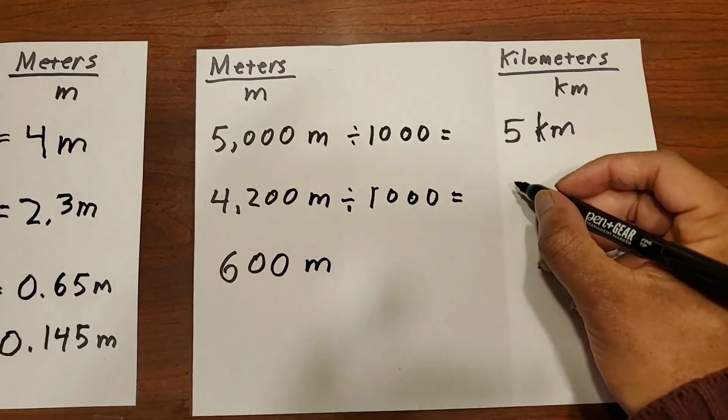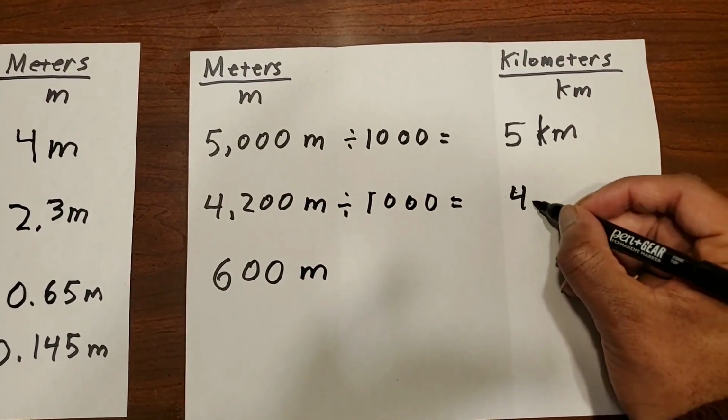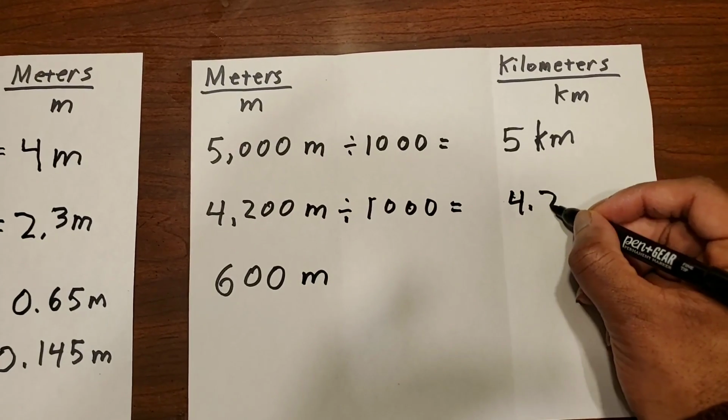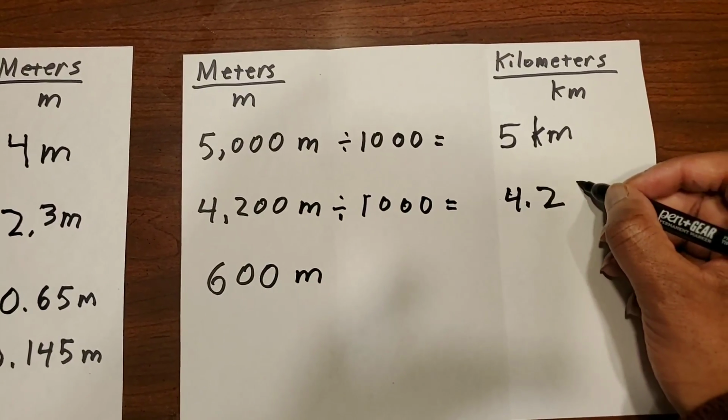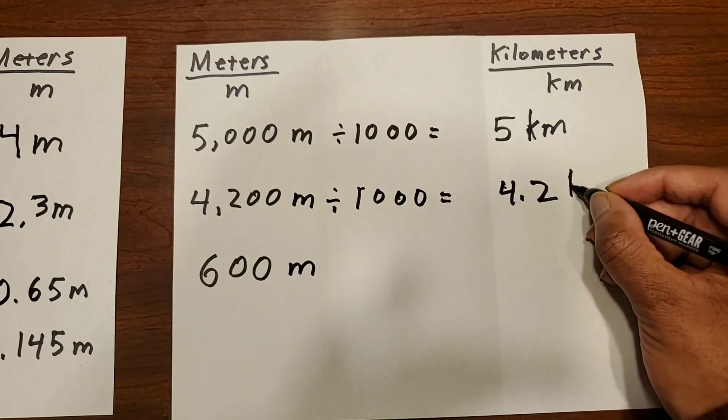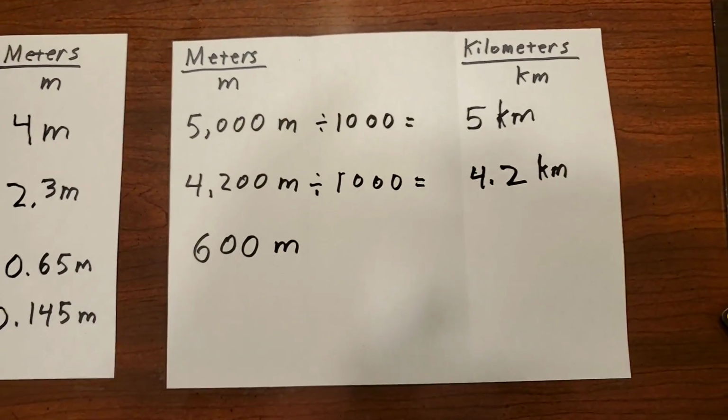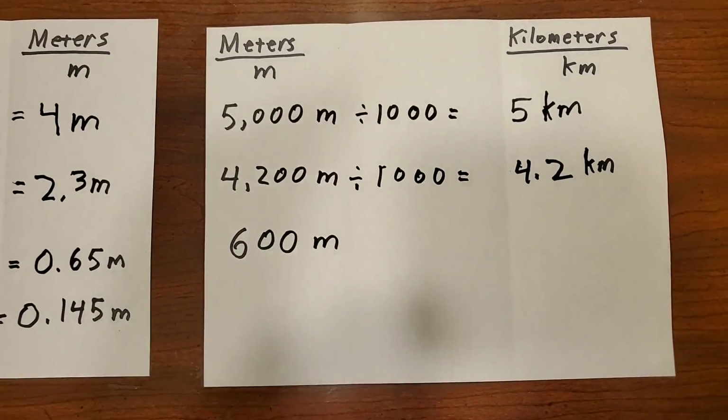If you got 4.2, what? We're turning these meters into kilometers. So if you said 4.2 kilometers, you are correct.